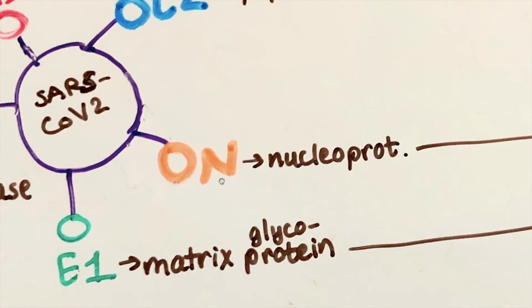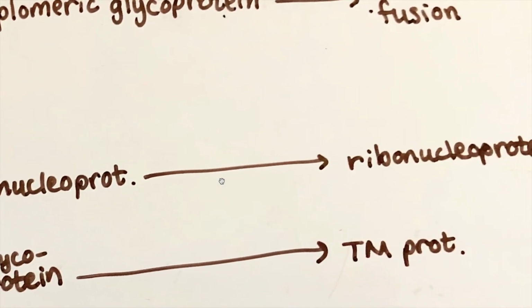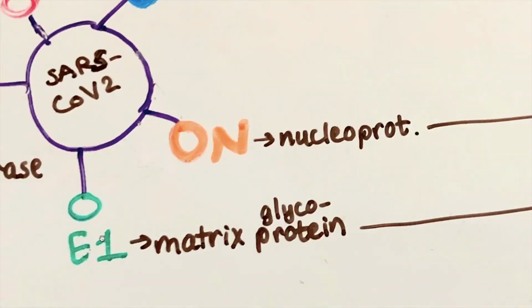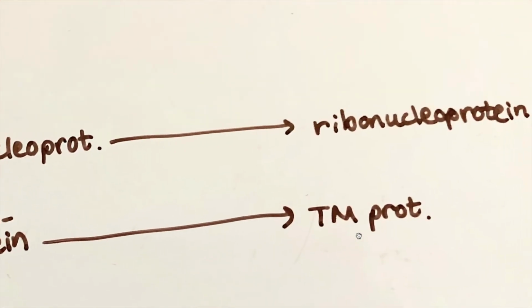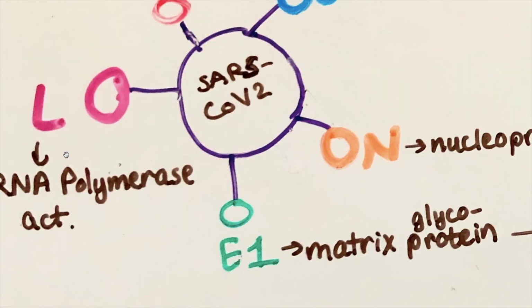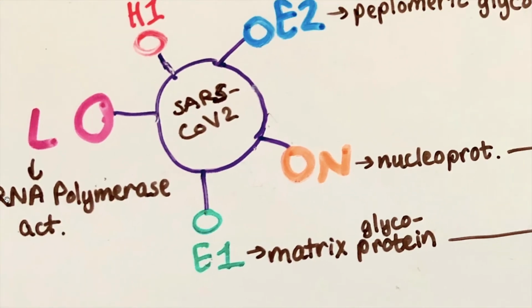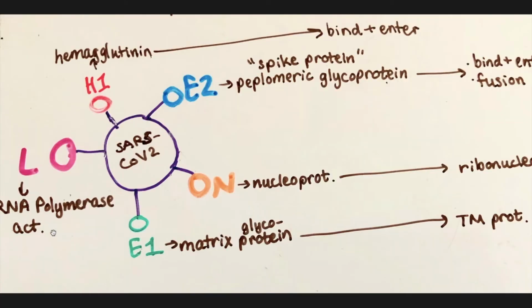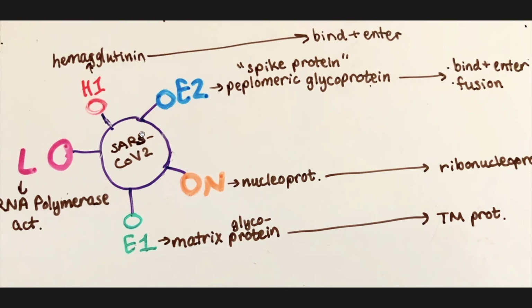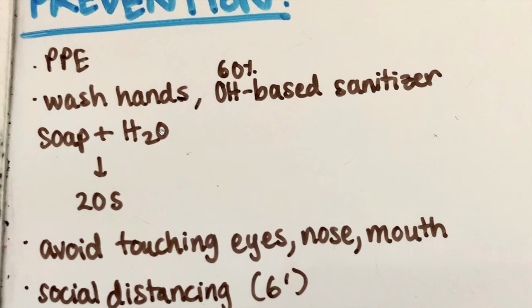There's the N protein, which is basically the ribonucleoprotein, the E1 protein, which is the matrix glycoprotein. This one is a transmembrane protein. The L protein, I'm sorry this got cut off over here, but this is the L for large protein, which has RNA polymerase activity. And like I stated earlier, the name of the 2020 coronavirus that's causing the pandemic is SARS-CoV-2.